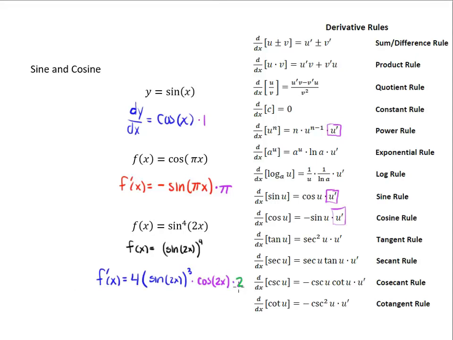Okay, and you could clean this up. You could call it 8 sine cubed. In fact, I'll do that. I'll clean it up a little bit. F prime of x equals 8 sine cubed of 2x times cosine of 2x. And there is our derivative. Those are the sine and cosine rules.